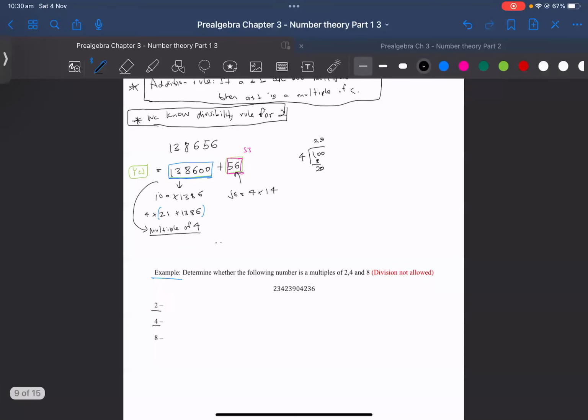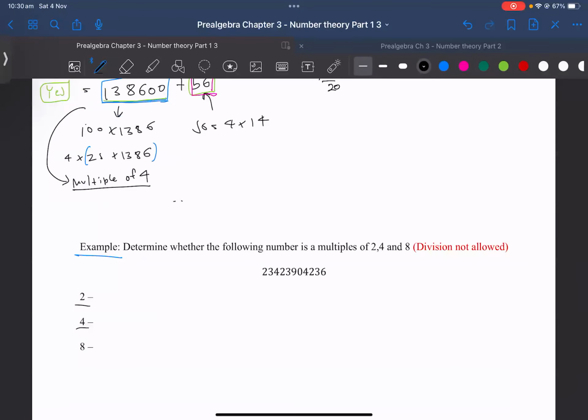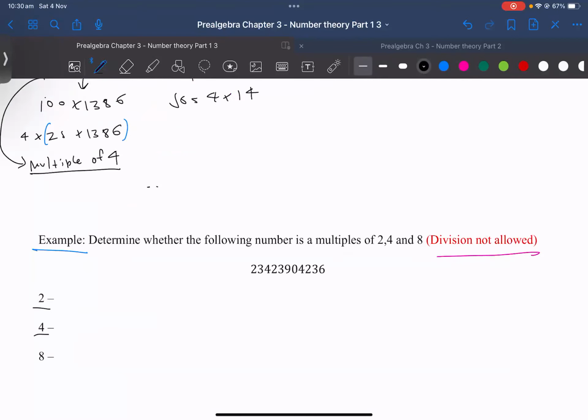in this example. So we're going to check if the following number is a multiple of 2, 4, and 8. So we're going to do all of them. And you're not allowed to do long division. You don't need to do long division. Actually, it would probably waste time anyway. Let's just do this one.